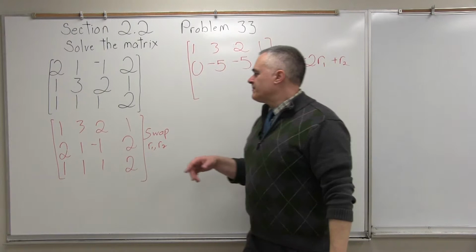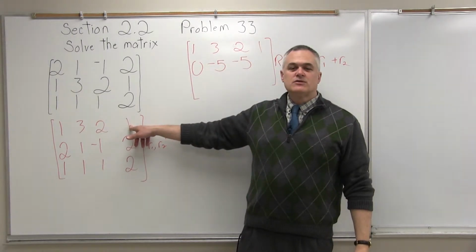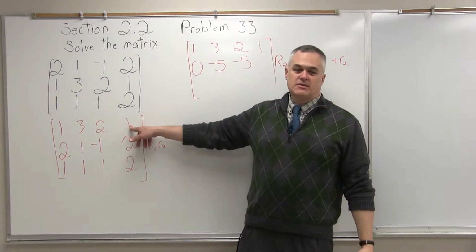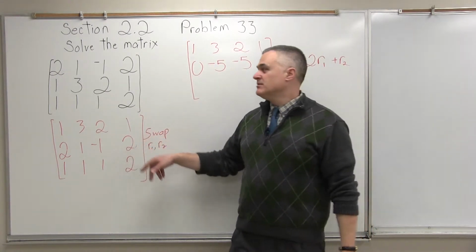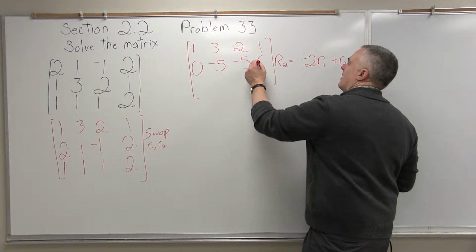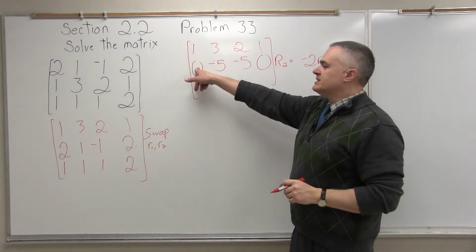And finally, the last position, negative 2 times row 1 is negative 2 times 1. That'll be a minus 2. Add that result to row 2. Negative 2 plus positive 2. That adds to 0. So there's the first 0.